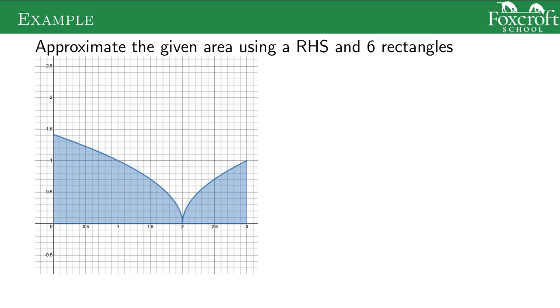Let's approximate this given area using a right-hand sum and 6 rectangles. We have a distance from 0 to 3, so that's a full distance of 3. I'm going to divide it into 6 rectangles, so each rectangle has a width of 1/2. So I start at 0, 1/2, 1, 1.5, 2, 2.5, 3. And for each of these intervals, I use the right-hand side.